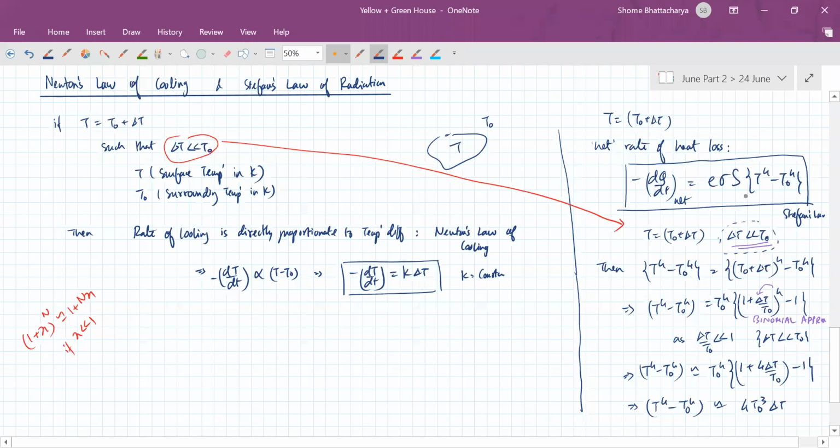Otherwise, Stefan's law says it's not proportional to delta T; it's proportional to T to the power 4 minus T naught to the power 4, whereas Newton's law says it's proportional to T minus T naught. So what is the connection between the two? This is a conditional statement. It is only true for delta T being very small compared to the surrounding temperature. When I apply that condition to Stefan's law of radiation, the binomial approximation shows me why this condition comes true. We'll solve this a little further.